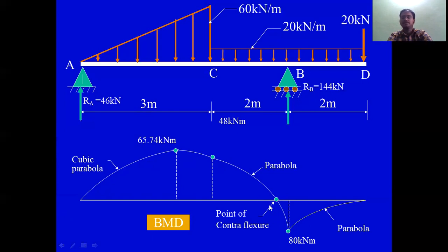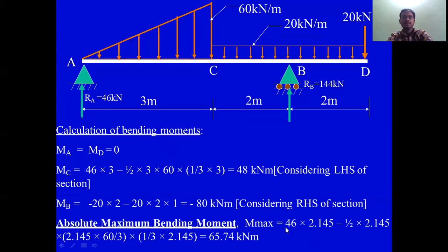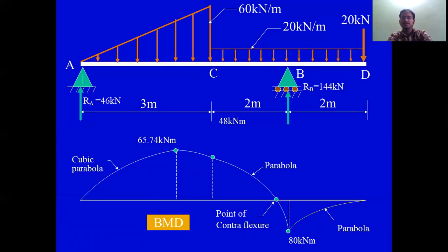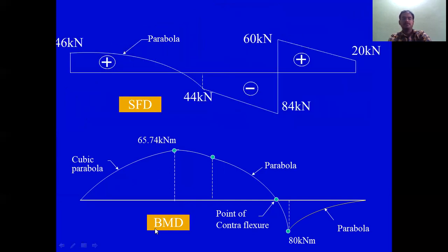Now at this point B, it is minus 80 kilonewton meter. Then after this, it will move in a parabolic fashion and it will end at D. So this is how the bending moment diagram is drawn.